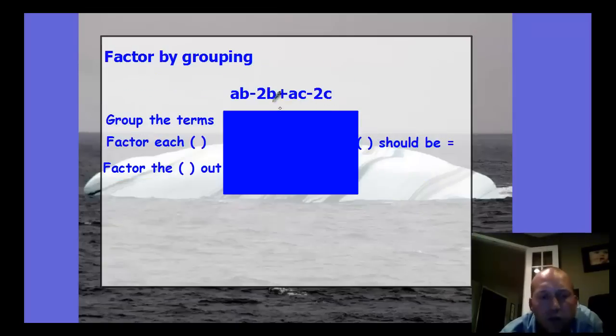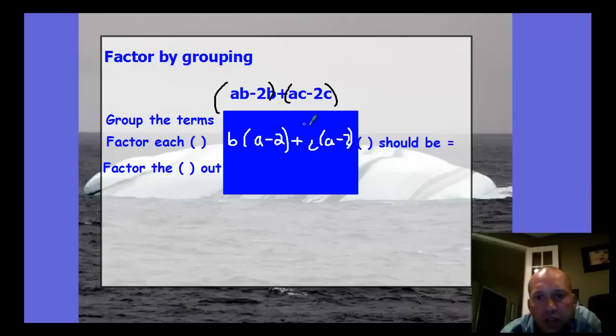So factor by grouping. To review this, we had a whole day on this yesterday. So we want to group the terms here. We group the first two and group the second two terms. Sometimes you might need to rearrange the groups to make it work. And then after you group the terms, we're going to factor each group. So in the first one, we're going to pull out the b. You're left with a minus 2. In the second one, you're going to pull out a c, and you're left with a minus 2. And we need those parentheses to be the same. And then we factor that same quantity out of both terms here. So we factor out the a minus 2, and we're left with the b plus c.